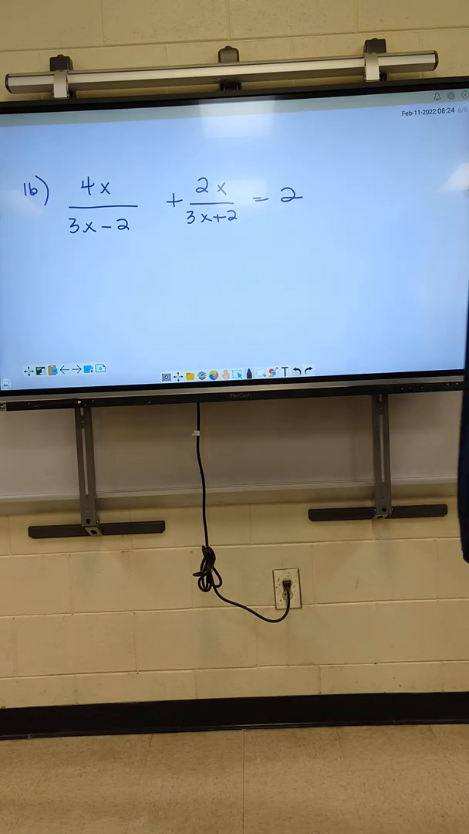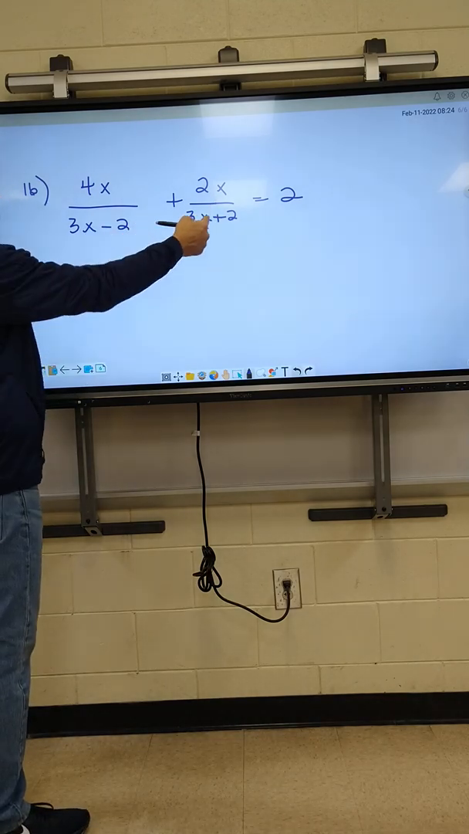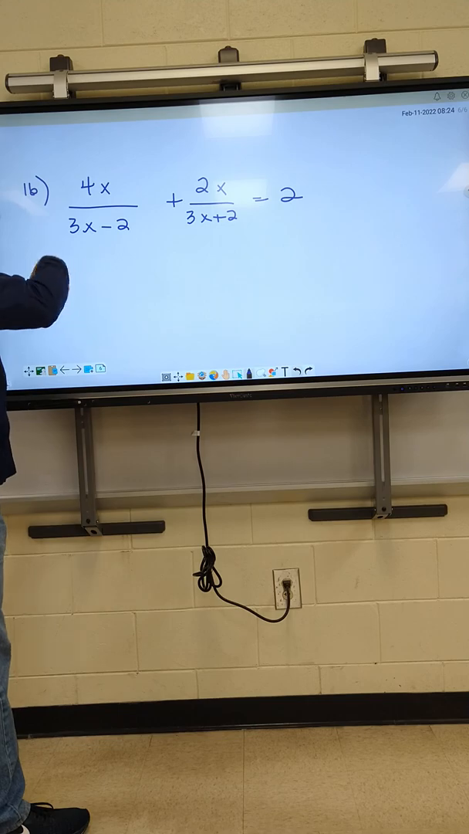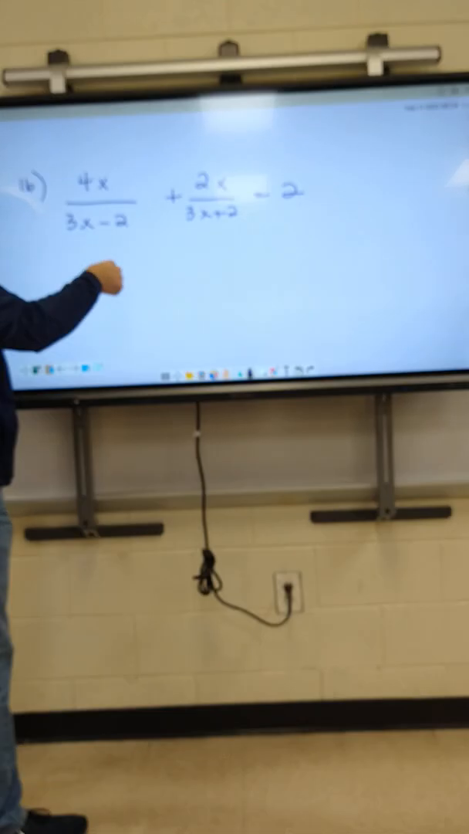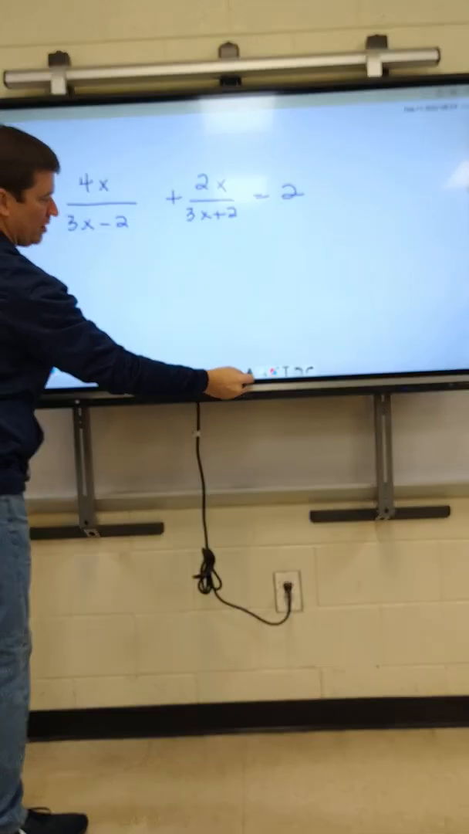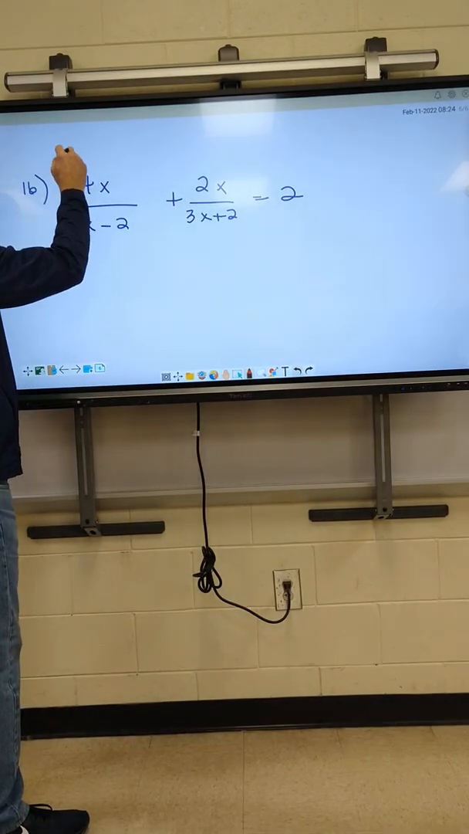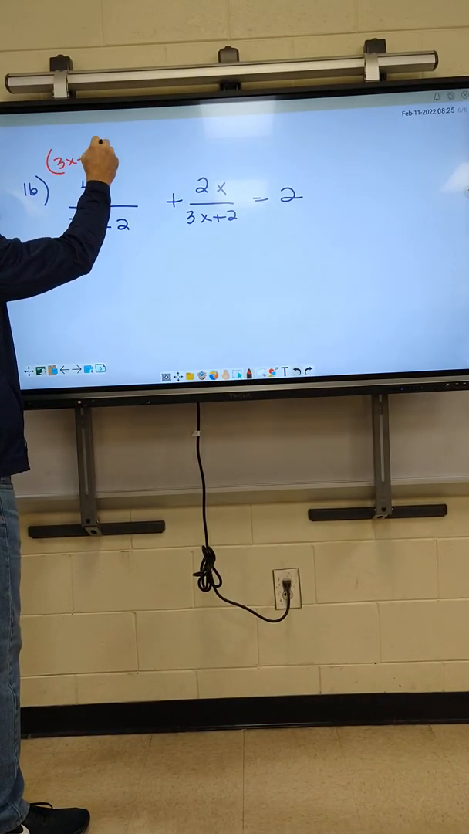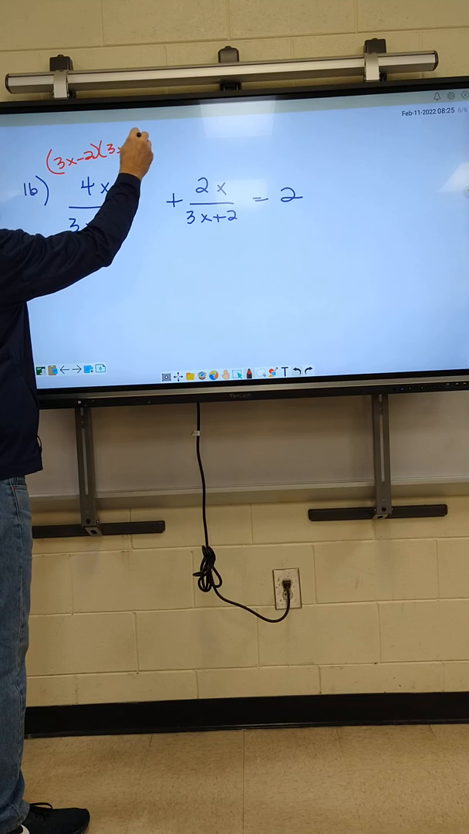All right, look at 16. Look at the bottom of each fraction. What's our common denominator going to be? 3x minus 2 and 3x plus 2. Good. It's got to be one of each, guys. The plus sign and the minus sign prevents you from just picking out parts of it. It's all or nothing. So, Adam's right. It's going to be 3x minus 2 and 3x plus 2.